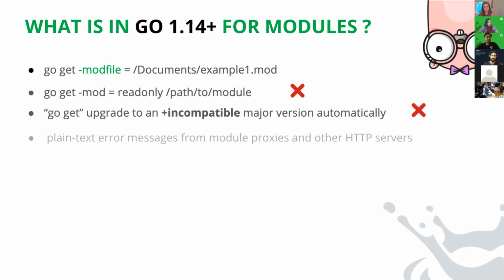that major version. This is an exciting one: now we can see a plain text error message from our module proxies and other HTTP servers, as long as they are in UTF-8 format, and they can contain some graphic characters. And finally, we now have SVN repository support in module mode. And we know that from Go 1.13, module mode has been enabled by default. So if you have not migrated to Go modules yet, you should be doing it.